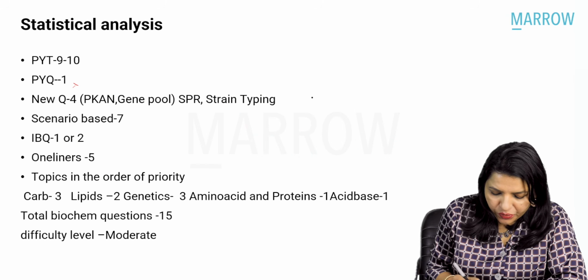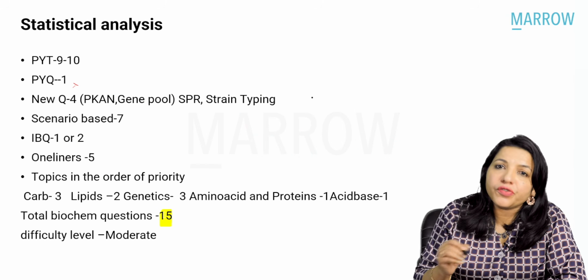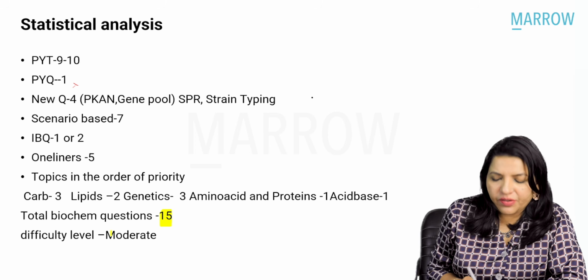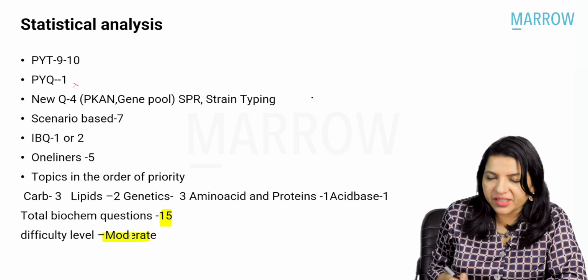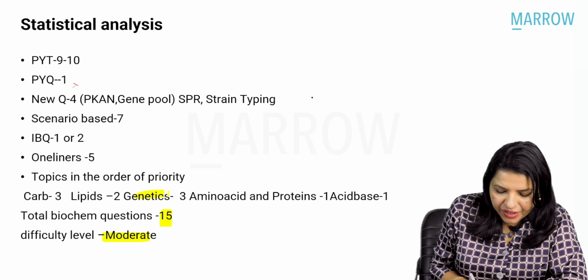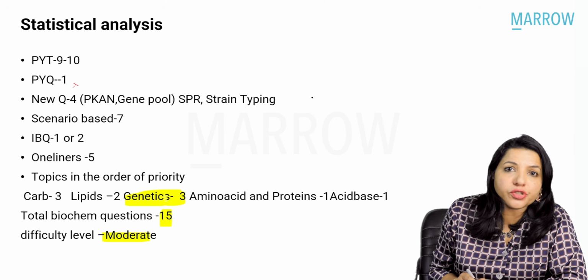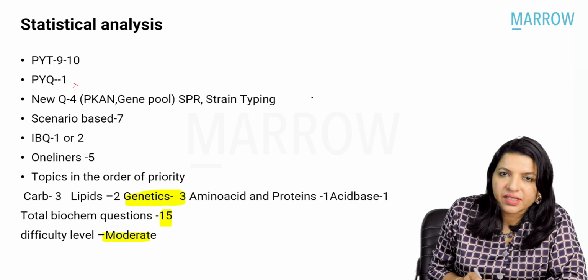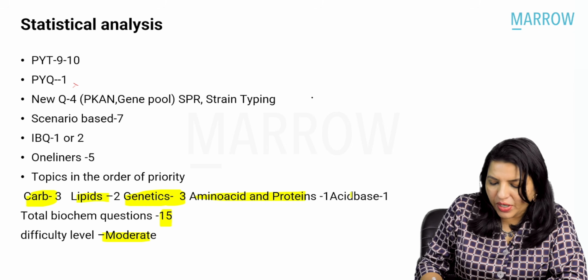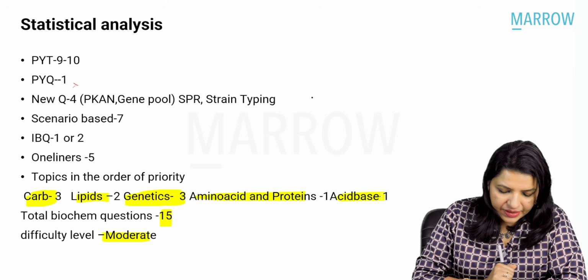Analyzing the questions, what I could understand is that around 15 questions were from biochemistry. Out of that, the difficulty level is definitely moderate to difficult, and the topic covered maximum was definitely genetics. Around 3 to 5 questions were from genetics. Then come carbohydrates, lipids, amino acids, proteins, and one question from acid base balance.